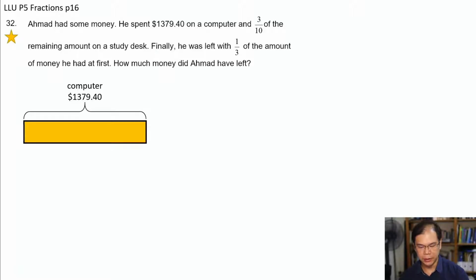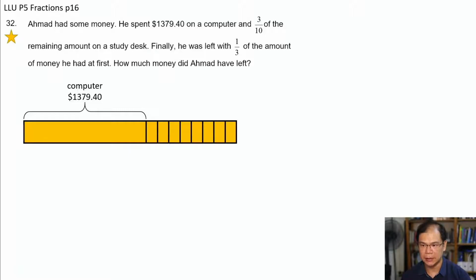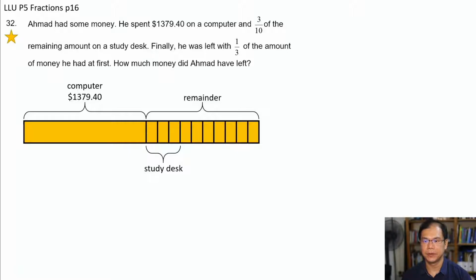Okay, so he spent $1,379.40 on a computer. And you can see, they're supposed to have some remaining amount, right? What happened? Why didn't I add them in? Here, I'm going to add them in now. Okay, 10 units, 2, 3, 4, 5, 6, 7, 8, 9, 10. And out of this 10 units, 3 units goes to the study desk.